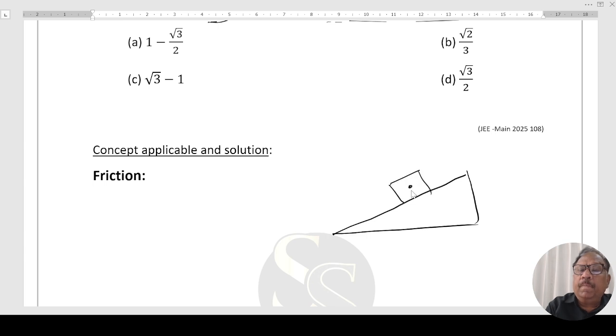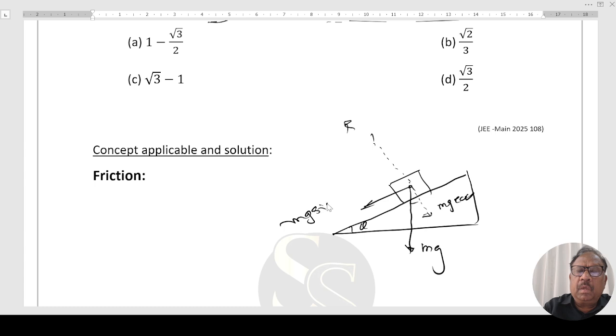This is the body of mass m. Weight acts vertically downward and reaction acts like this. So resolving this weight into two parts. This is theta: mg cos theta, and this force mg sin theta, and it is sliding down. The friction force will be acting in this direction, mu mg cos theta. This will be the friction force.